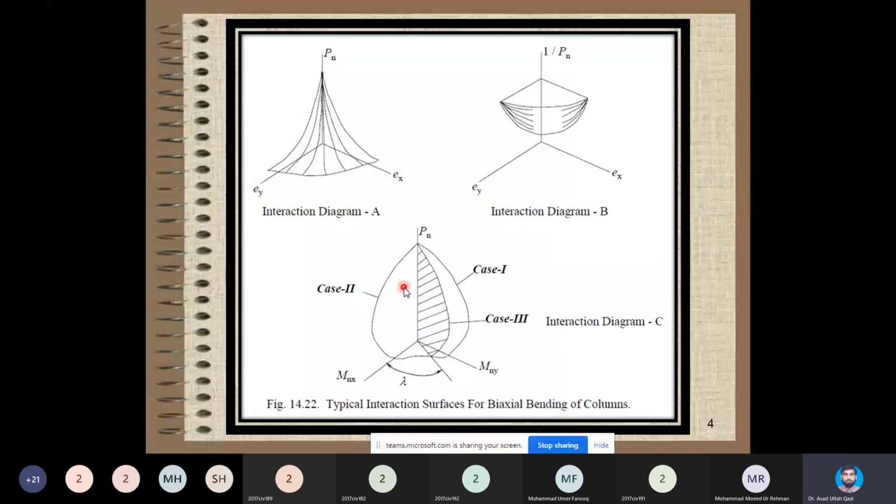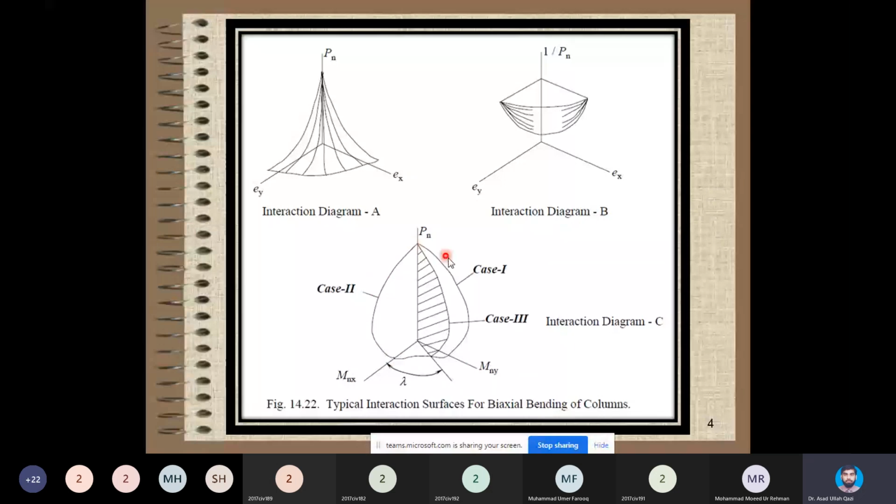I can get a lot of points if I solve each particular combination of P, Mx and My, and once I join all the points, it will create a surface. If I consider that there is no biaxial moment, only Mx or My present, then I switch back to the failure line, which is only between either P and Mx or P and My.